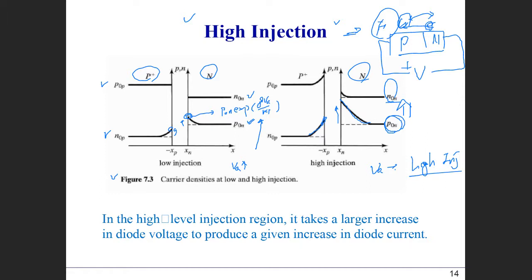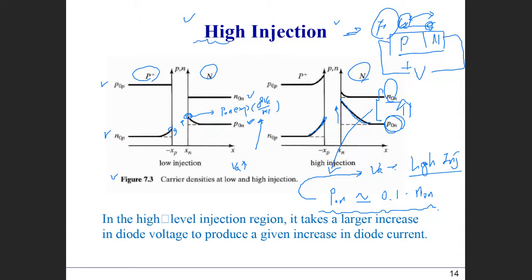In our book, when we say comparable, it means that when p_n reaches close to 10% of the majority carrier concentration, then we define the device as having reached high injection, or high-level injection. Okay. So that is the definition of high injection.